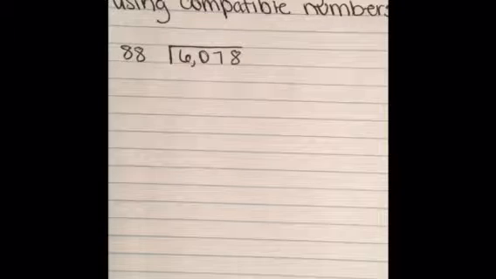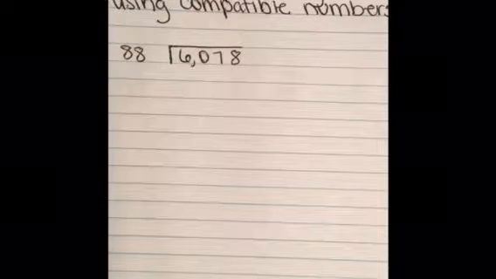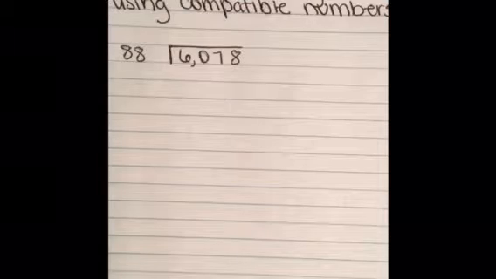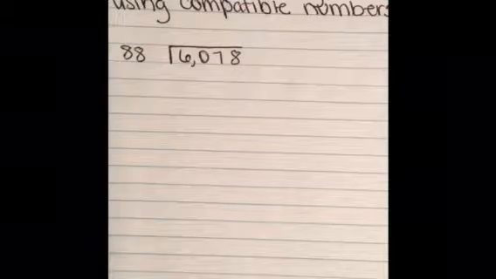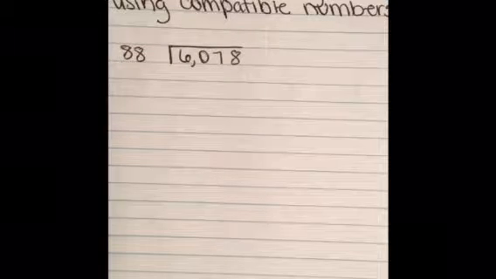About estimating and using compatible numbers when dividing. So we're going to look at this problem, 6,078 divided by 88. Our first step is to round our divisor. 88, we ask ourselves if it's closer to 80 or 90. In this case, 88 is closer to 90.